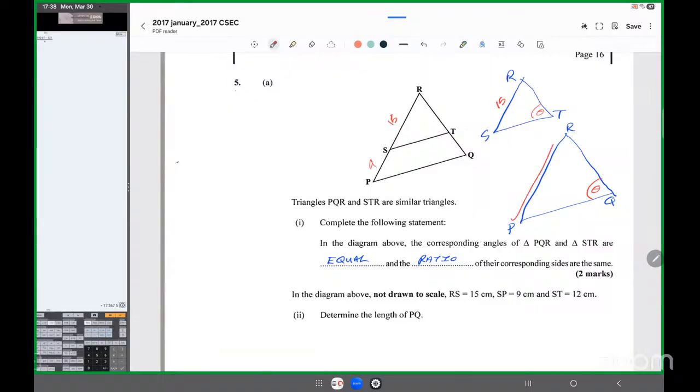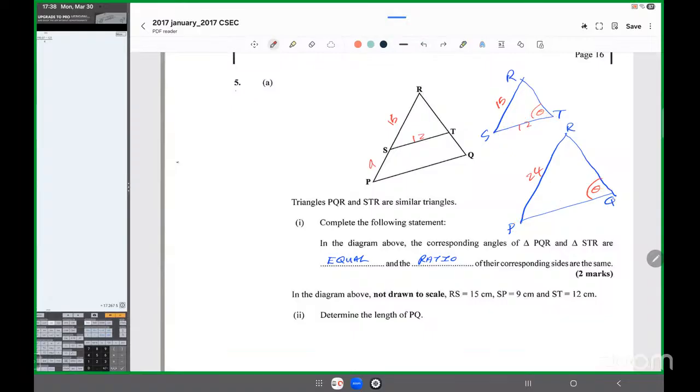So the total length here, what is that total length? 9 and 15 is how much? 24. So this is 24. Agreed? So 15 corresponds to 24 right now. And then it says ST is 12. That's this side across here. It's 12. So this is 12. Remember now, this side corresponds to this side, right?